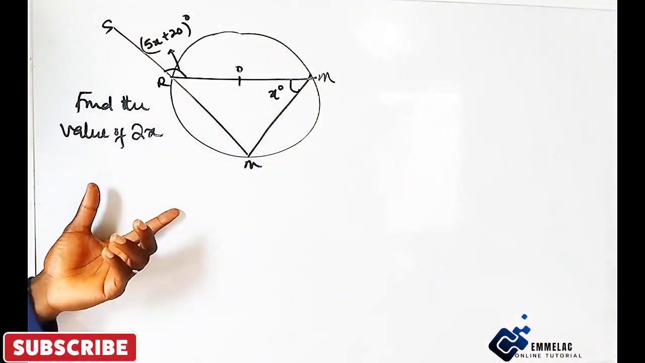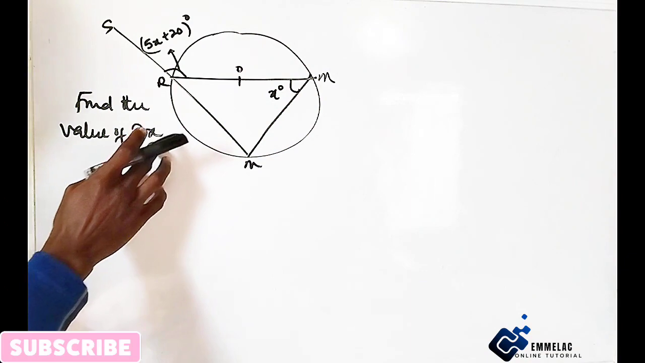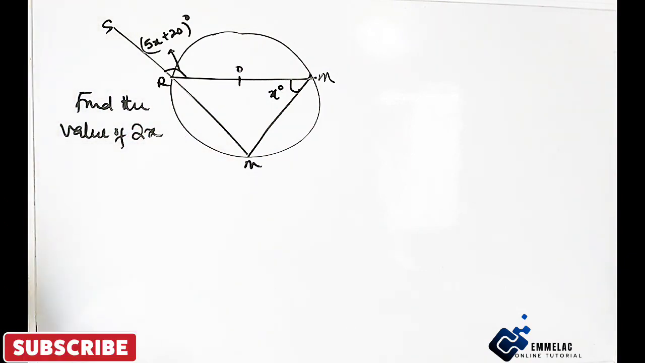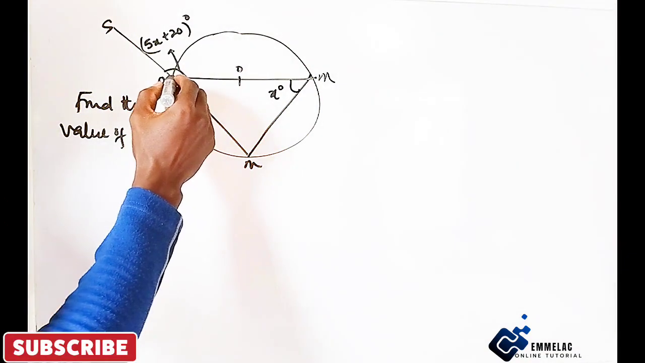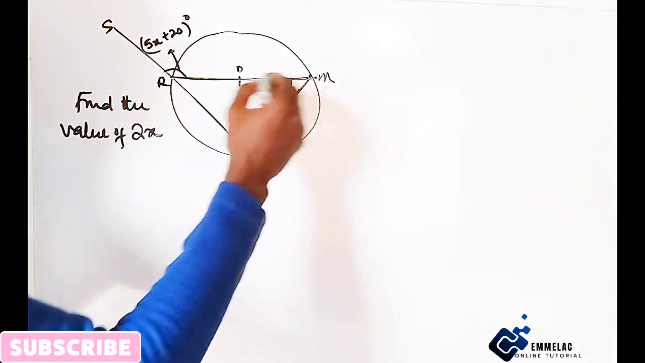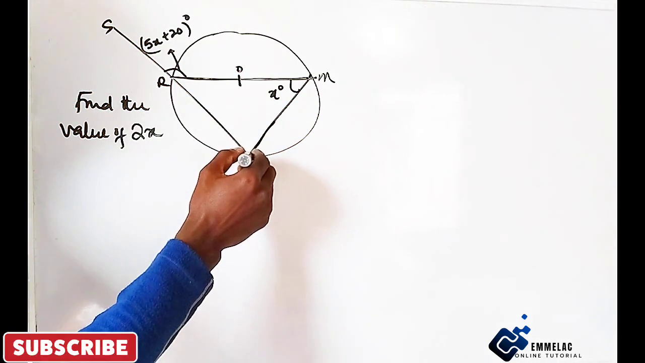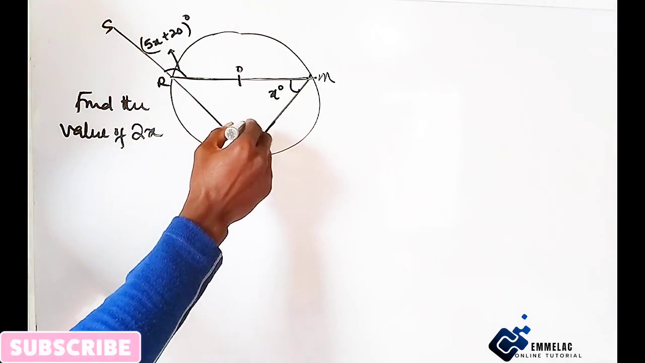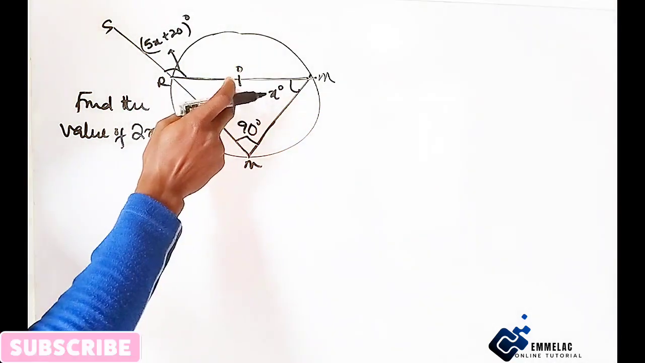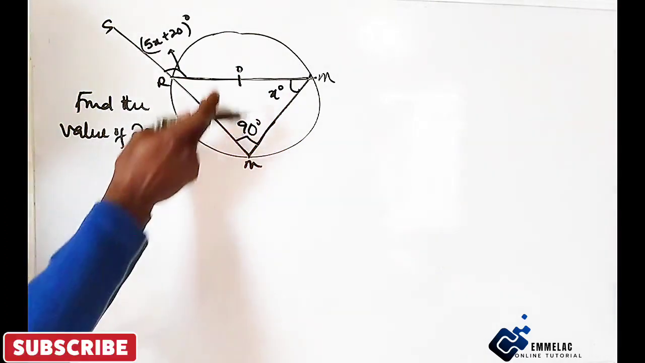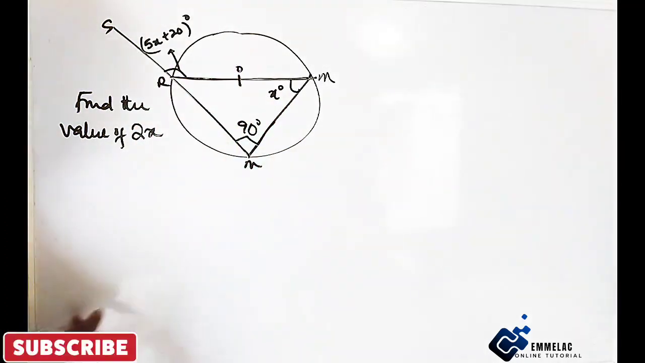From this diagram here, we are told to find the value of 2x. All right, looking at this line that passes through the center, you can see it's actually subtending an angle at the circumference here. So automatically this is 90, since this is a semicircle. So an angle subtended by a semicircle is 90.